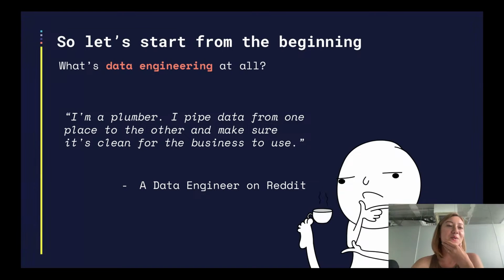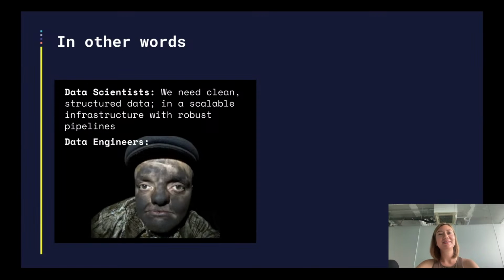Okay, so what's data engineering at all? As a citation of a data engineer on Reddit: I'm a plumber. I pipe data from one place to the other and make sure it's clean for the business to use. So that's quite easy. That's what engineers are doing: moving data and preparing it for use. In other words, data scientists need clean, structured data in a scalable infrastructure with robust pipelines, and data engineers are trying to make them happy.